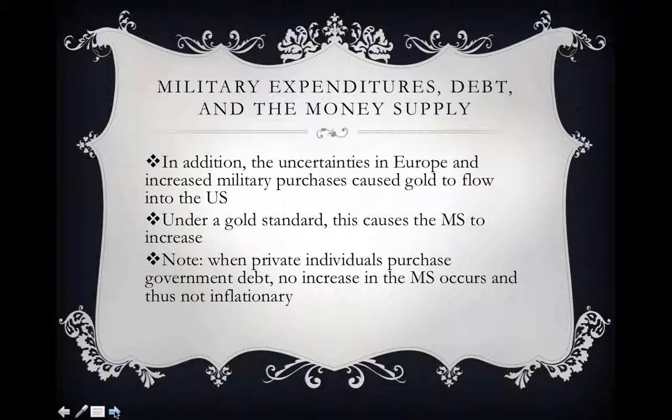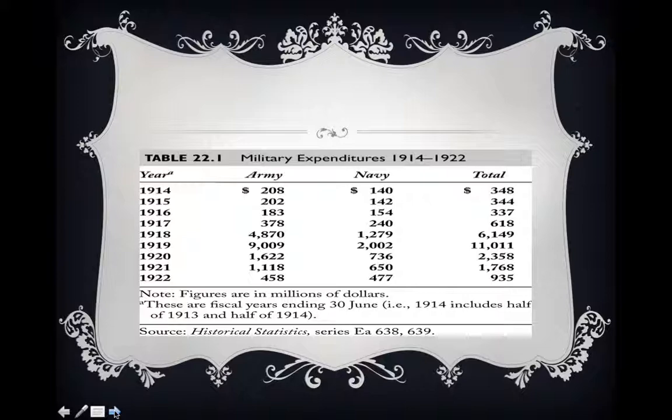So be aware that under wartime financing, the more of the expenditures that you can borrow from private individuals, private entities, the better. If, for example, all of the deficit was financed by private individuals, there would be no increase in the money supply, and there would be no inflation that occurred because of increases in the money supply. And this just gives you some indication of the changes in military expenditures.